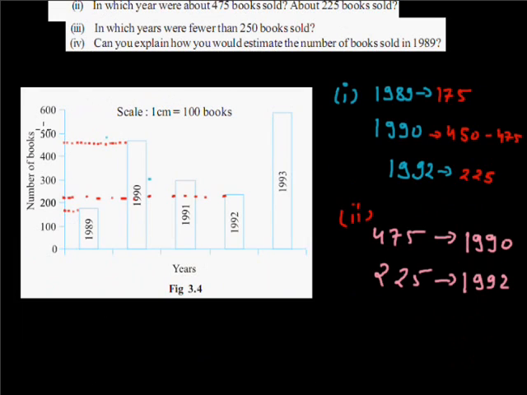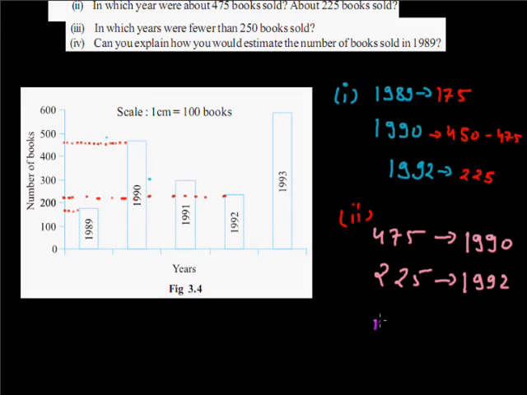In third part, it is being asked in which year were fewer than 250 books sold. Just fewer than 250 books. That means it is around 250. So we can say that it was year 1992, since in this year only we have 225 books, which is approximately equal to 250, or we can say fewer than this.